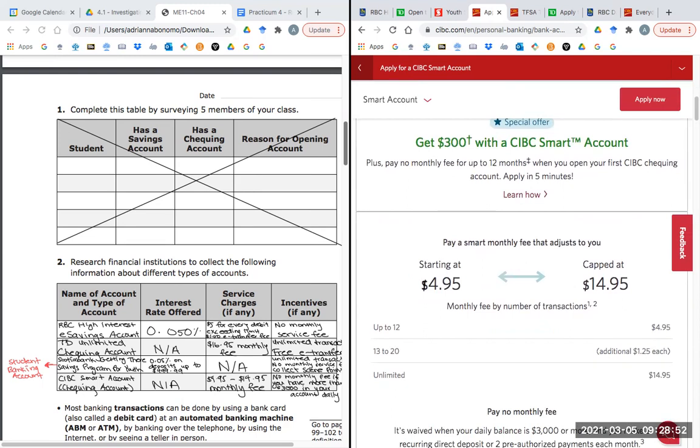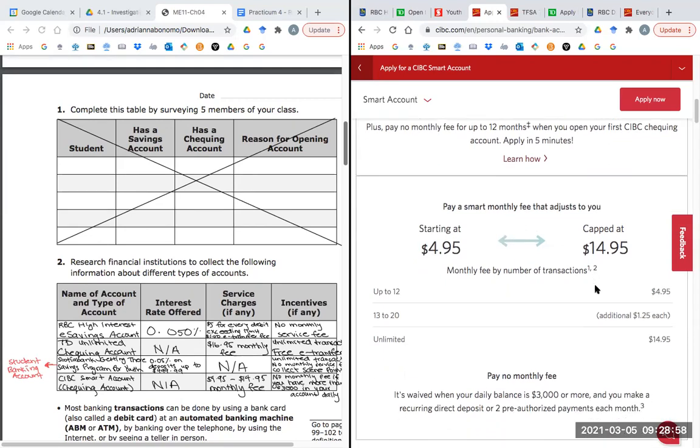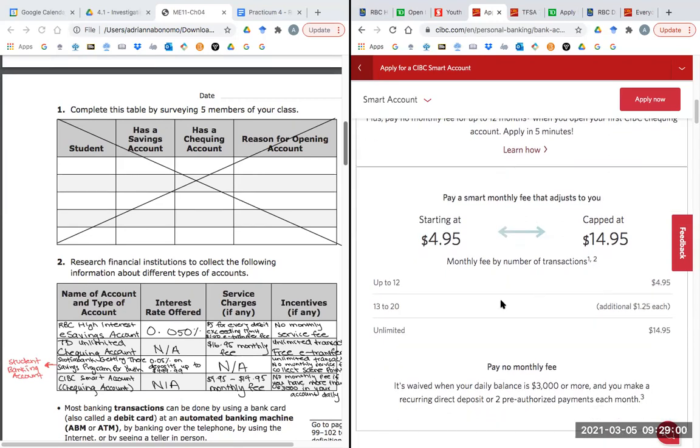It varies. It could be anywhere between $4.95 to $14.95 a month, depending on how many transactions you want to make a month. So if you want to do 12 transactions a month, your monthly fee will be $4.95. If you want unlimited transactions, well, your monthly fee is going to be a little bit higher. You're going to have to pay $14.95.